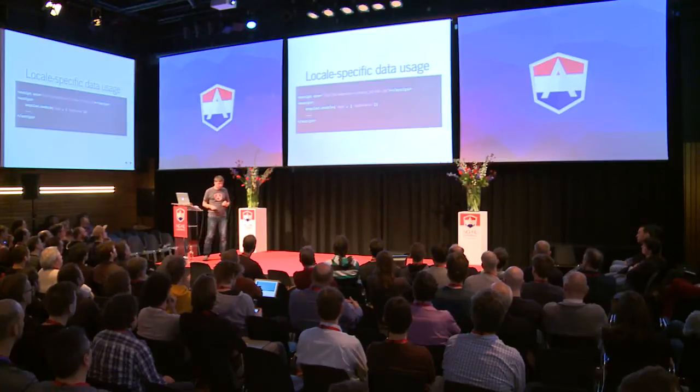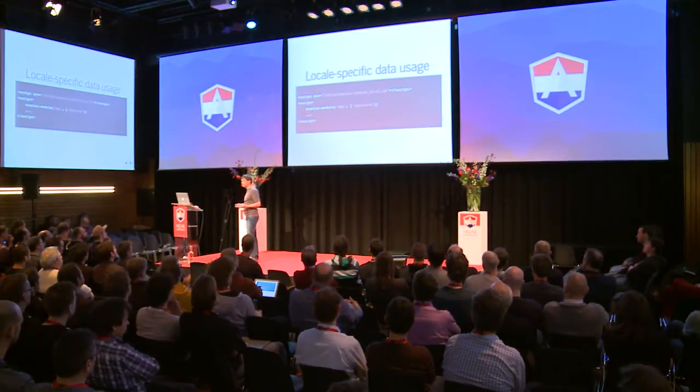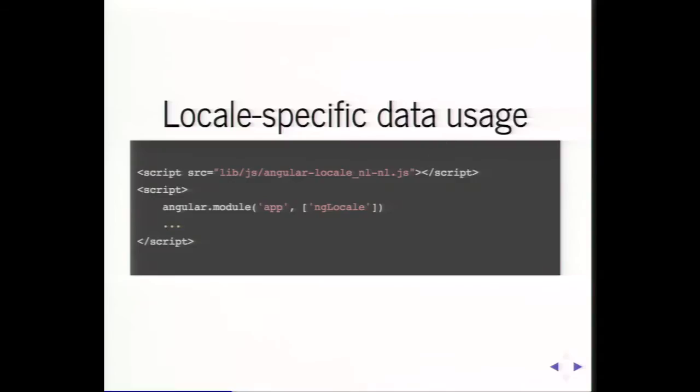So as soon as we know that those files exist, it's very simple to use them. You actually include a file that is specific to your locale, and then you declare a dependency on the ngLocale module. And even looking at this very simple example, you can probably realize a couple of things. First is that it seems pretty static, in the sense that you have to include a file.